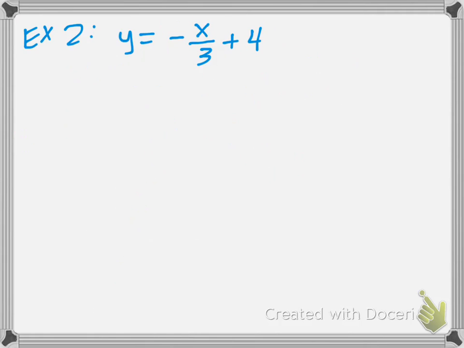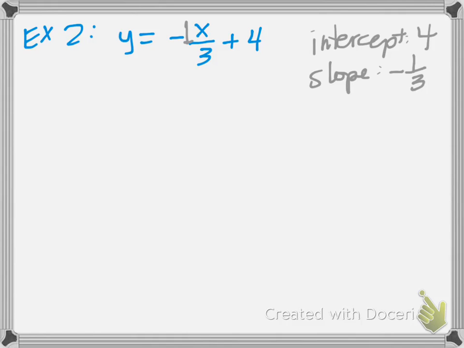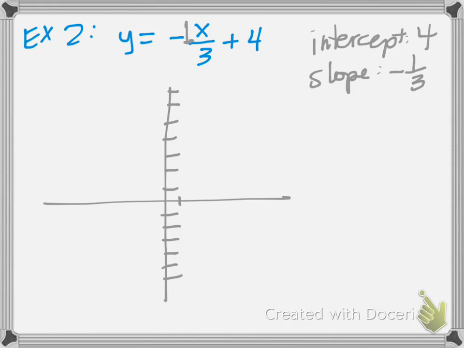Let's do another. The intercept on example 2 is 4. The slope, or the m, is -1/3, remembering that there's a 1 in front of there. And use the lines on your paper to get the y-axis scaled evenly. The intercept is 4. Let's do that first. +4. 1, 2, 3, 4.